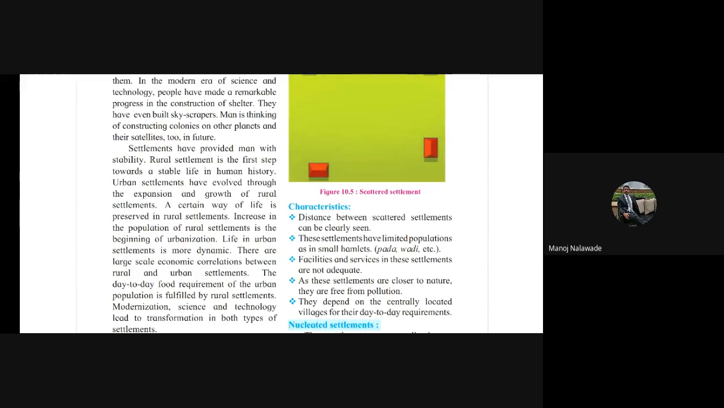Urban settlements have evolved through the expansion and growth of rural settlements. So guys, if you take the example of Pune, Nashik, or Mumbai, these were villages some years ago. But gradually, as people came and settled there, the villages expanded and urbanization took place. That's why there is an urban settlement over there.